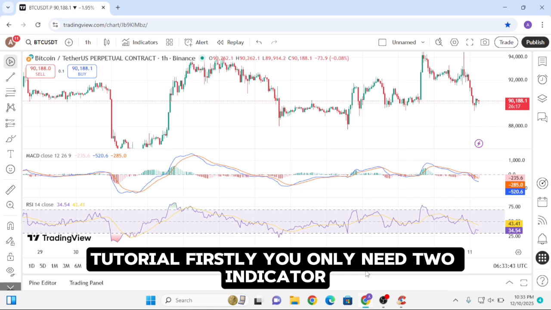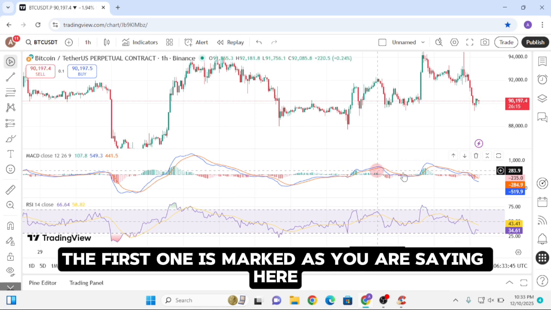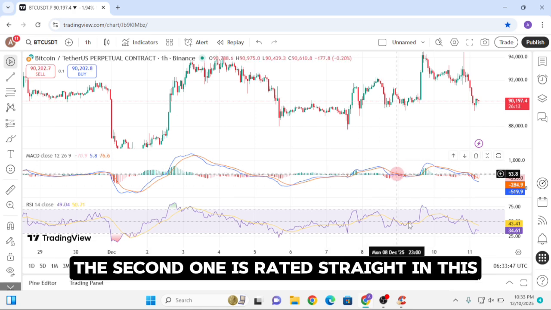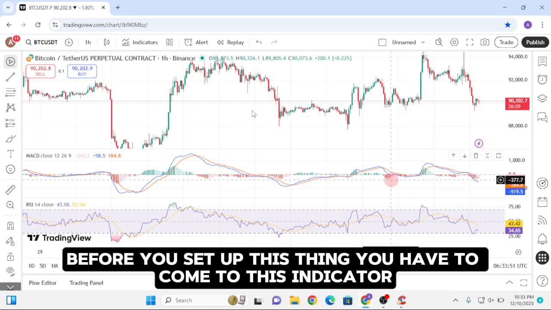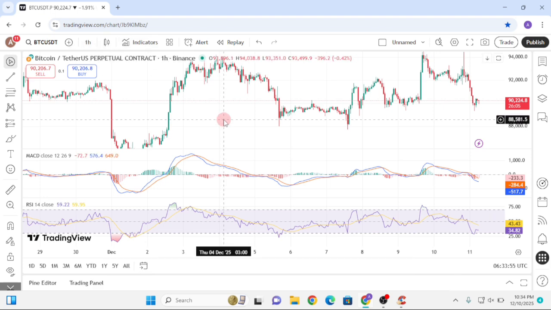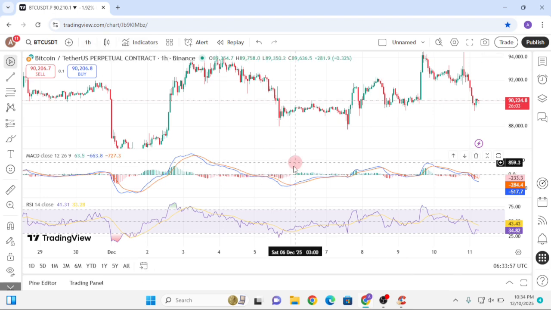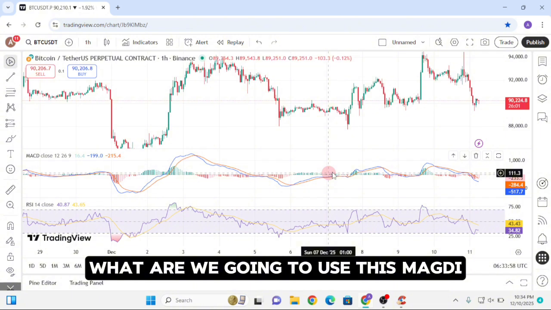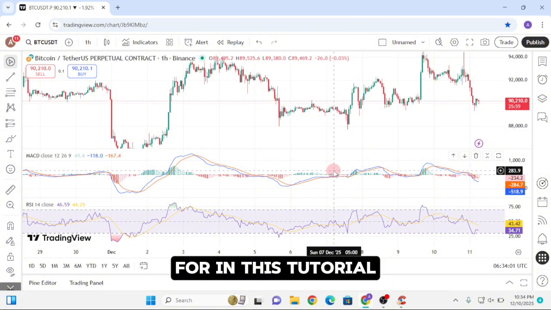Firstly, you only need two indicators. The first one is MACD that you are seeing here. The second one is the relative strength index. Before you set this up, you have to come to the indicators and select the indicator you want. Firstly, let me explain what we are going to use this MACD for in this tutorial.